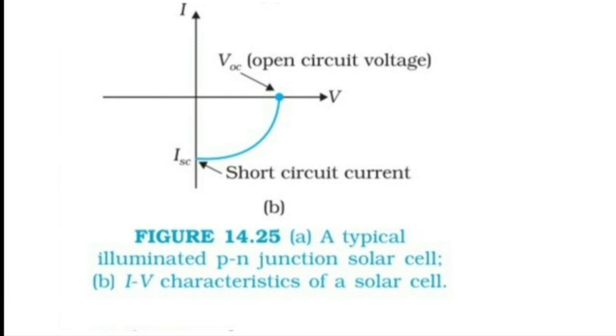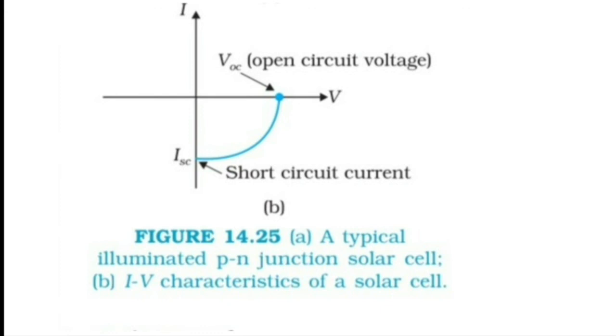The IV characteristics of a solar cell is as shown. Here VOC stands for open circuit voltage. Open circuit means no load is connected, just the terminal potential difference. That means the potential difference between P and N side. Next we have ISC, which is short circuit current. Short circuit current means with a low resistance wire we are connecting both P and N side.